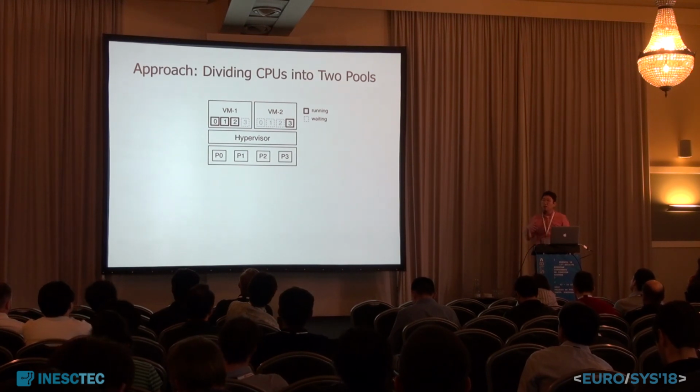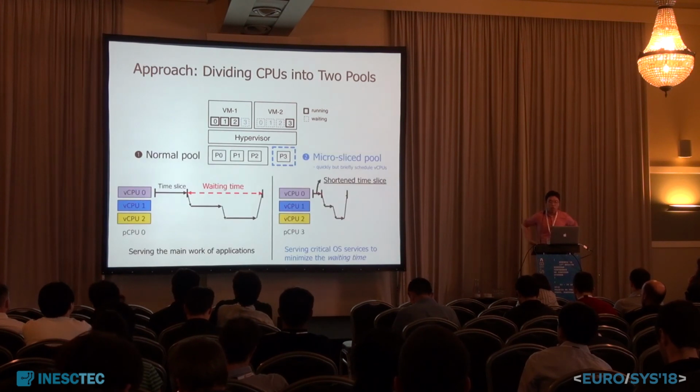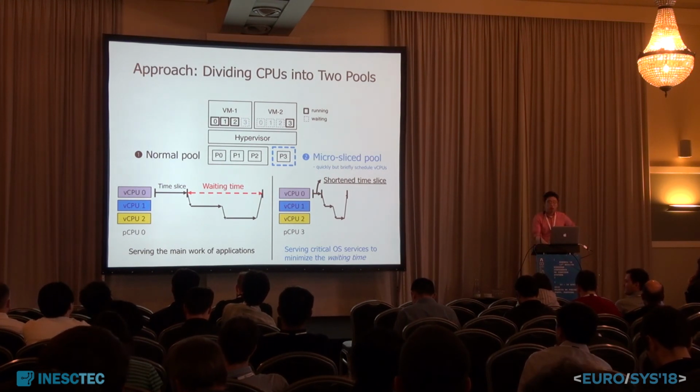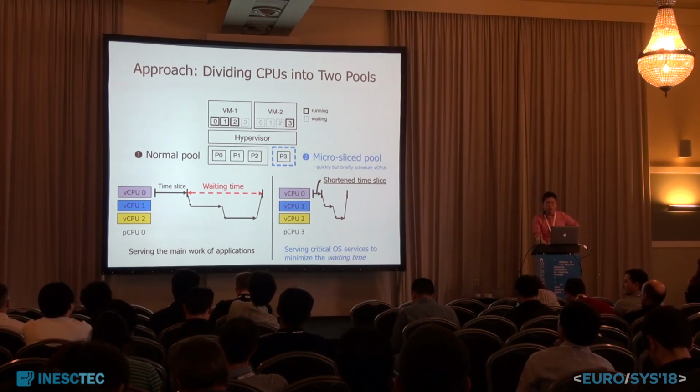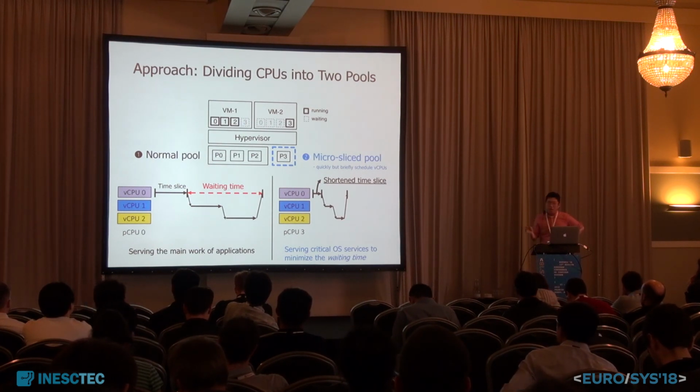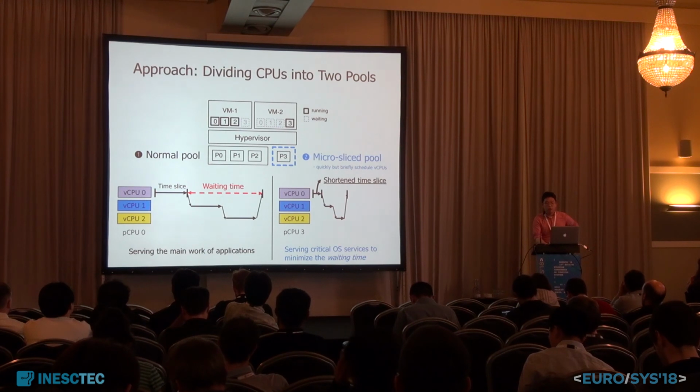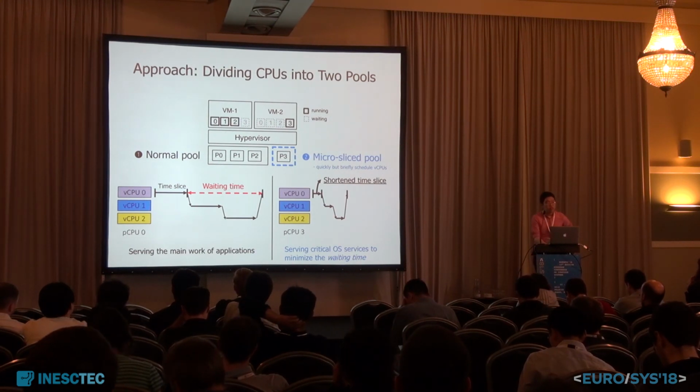So we divide the CPUs in a system into 2 groups. One is called the normal pool on the left-hand side, which has the default time slice, and the other one is called the micro-sliced pool on the right-hand side, which is configured with a short time slice. By maintaining the 2 different CPU pools, we are able to reconcile the 2 different requirements from applications and critical OS services.